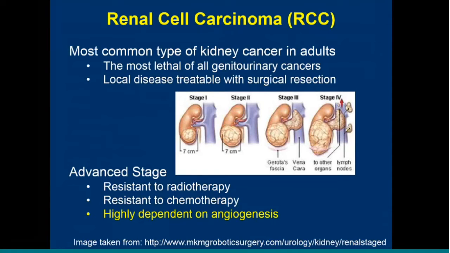Renal cell carcinoma, or RCC, is one of the most common types of kidney cancer in adults, representing over 90% of all cases. It's also the most lethal of all genitourinary cancers. Local disease, being stage 1 or stage 2, is treatable with a complete surgical resection of the affected kidney. However, advanced stage disease, when it has begun to metastasize, is resistant to radiotherapy and chemotherapy, but is highly dependent on angiogenesis, making anti-angiogenic therapies one of the frontline treatments for this type of cancer.